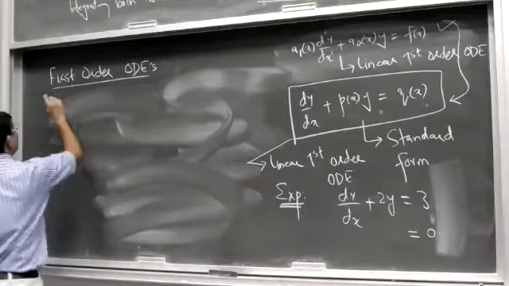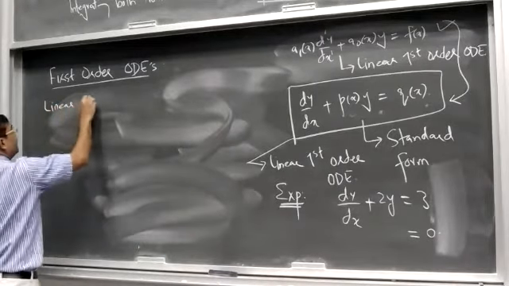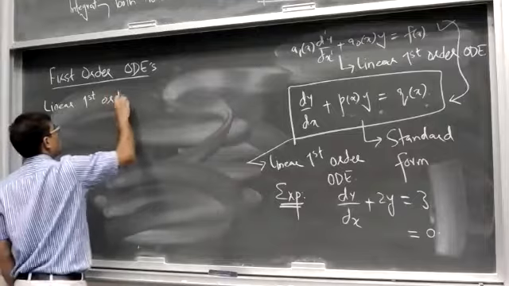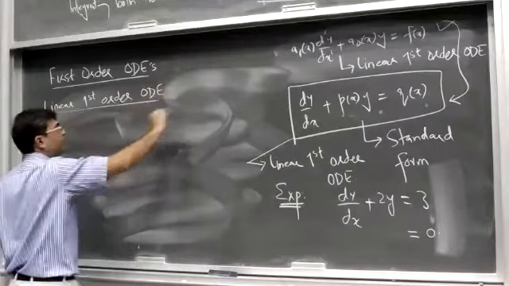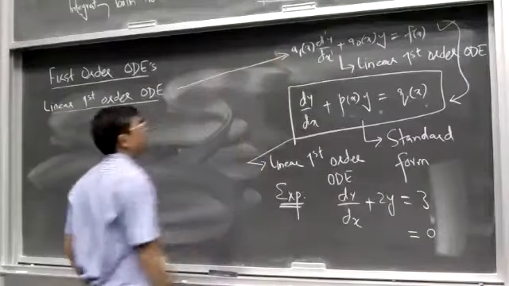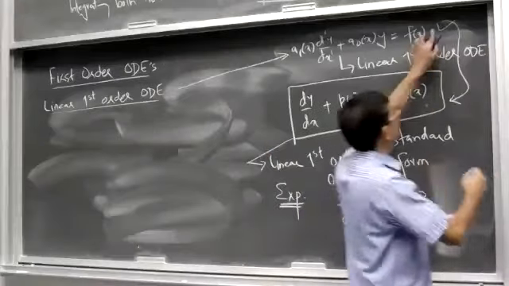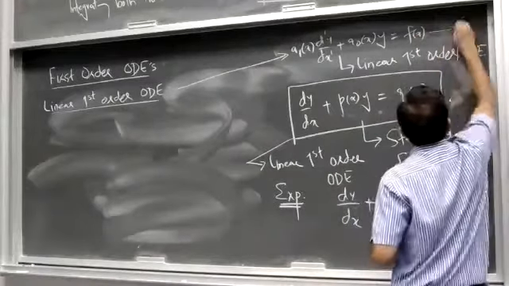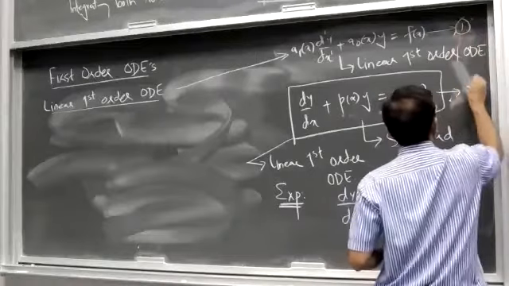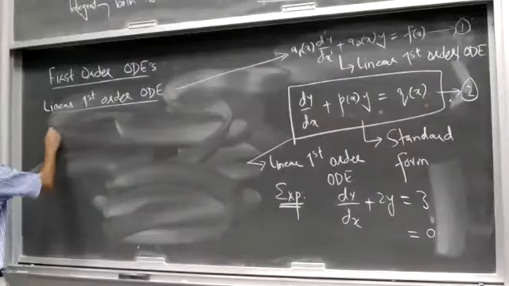Now, to solve a linear first order ODE, it's this one. If we call it equation 1, and we call this equation 2, the first step is what?